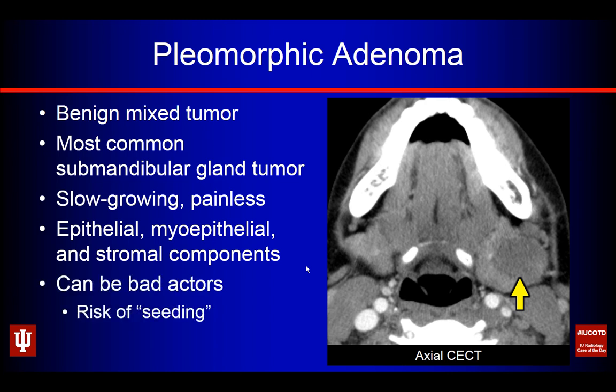But just like in the parotid, these can be bad actors. We talked about that risk of seeding. That holds true here as well. Something that you can mitigate by being careful with your biopsies. And also keep in mind that risk of some of these, if they don't come out, if they live their life expectancy as a tumor, some of these will break bad and become carcinoma ex pleomorphic adenoma.